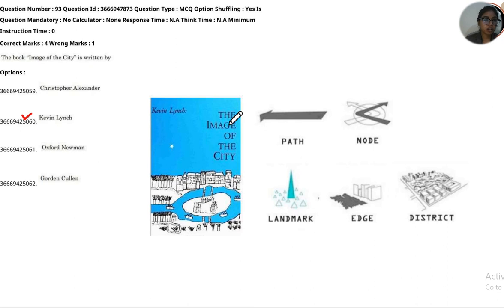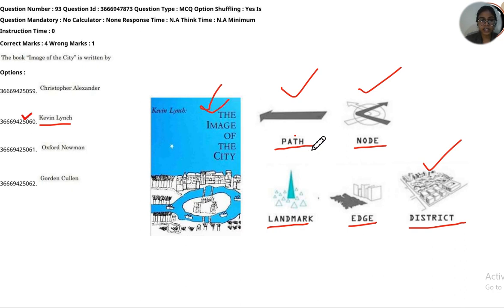The next question is, the book Image of the City is written by. So it was written by Kevin Lynch. In it he talks about the five major elements which make the image of the city. The first one is path, node, landmark, edge, and district. Path means the direction in which you are moving. Node is the point of intersection. Landmark is something which is a distinctive feature or building or sculpture. Edge, when we talk about the boundary of any city. Districts talk about some similar kind of feature or characteristics of any part of any city. So these are the five elements of Kevin Lynch in the book The Image of the City, which he has covered. That is your path, node, landmark, edge, and district.